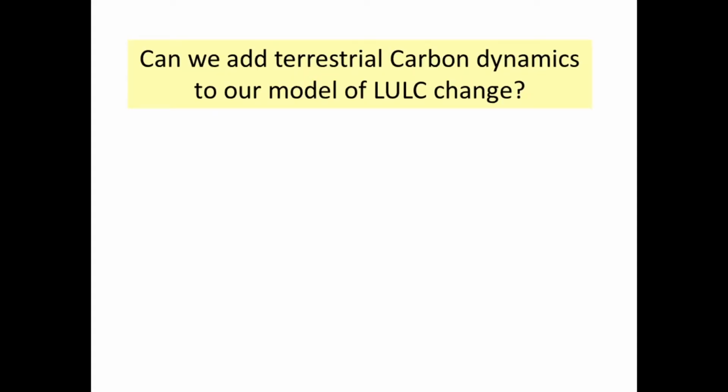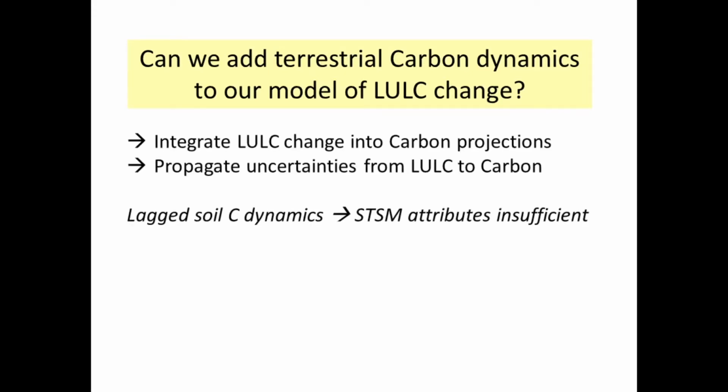So that's the land use change side of the model. Now I'm just going to talk a little bit about the stock flow model we added to track terrestrial carbon. So the question here was, can we add terrestrial carbon to an existing land use land cover change model? And what the intent here of doing it in STSM was, we wanted to see if we could integrate the projections of land use change with carbon, which is a fairly novel thing to do, and also propagate those uncertainties that you saw in land use change through into uncertainties about future projections of carbon.